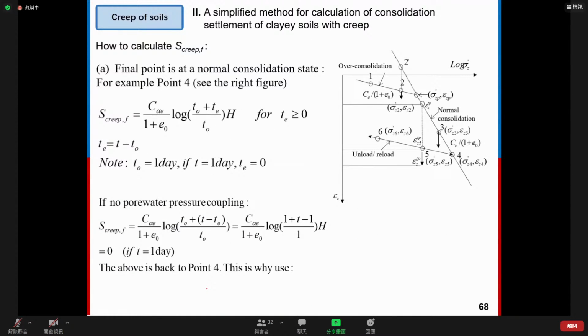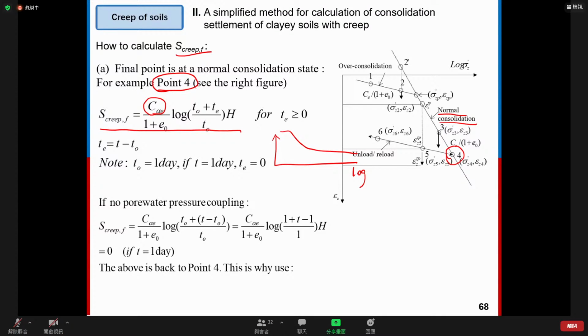And for calculating the S-creep final, actually, we discussed different cases. For different cases, we have different formulas to use, right? If the final point is on point 4, which means the final point is on the NCL line, right? We just use a simple equation. The slope now is C alpha E, okay, C alpha E.